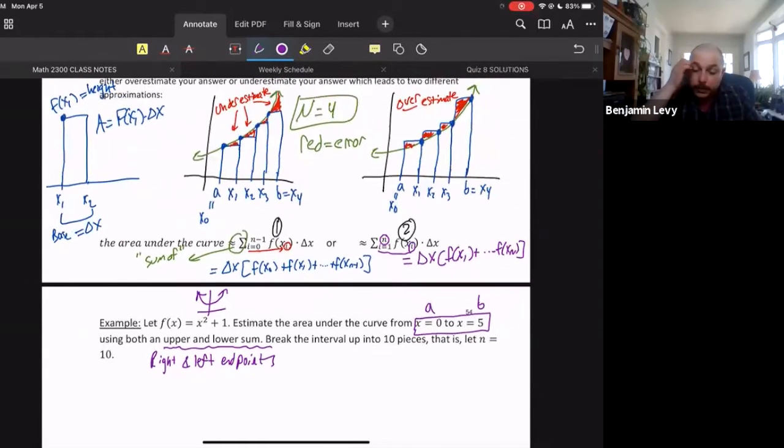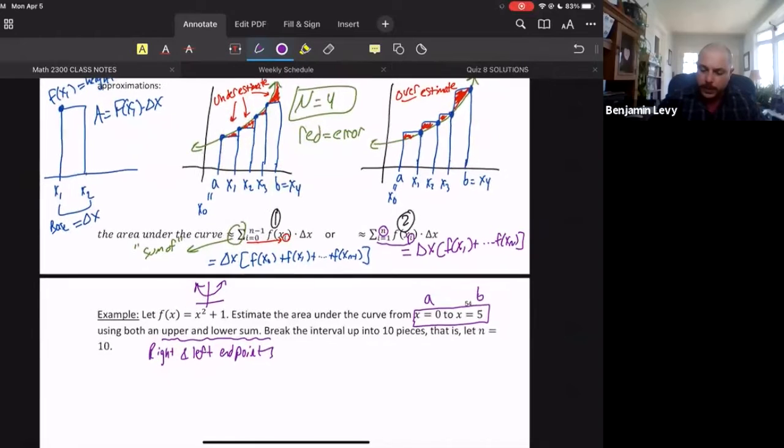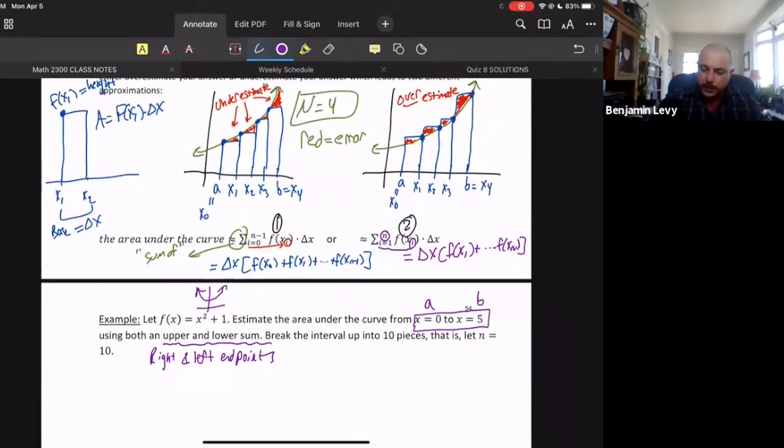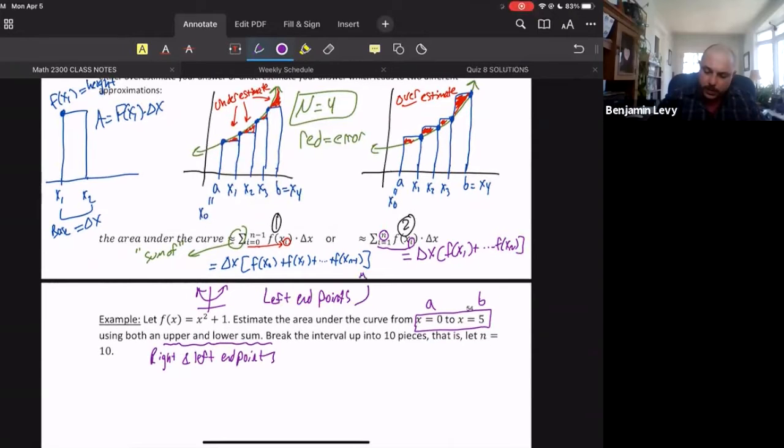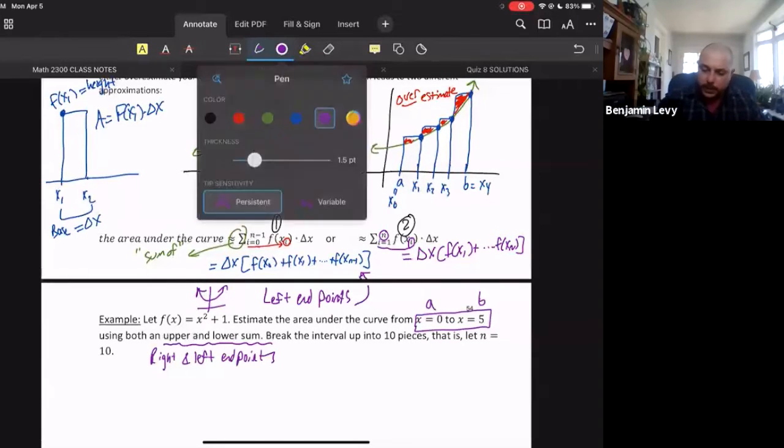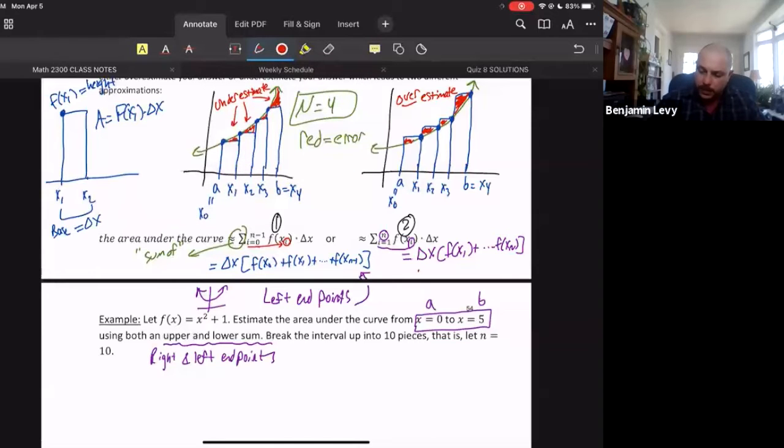Don't really have room to label it, so I'm just going to throw this label right here, unfortunately. The first thing I did is left endpoints. That's this thing right here. And then right endpoints is the other one. I can slip that underneath.